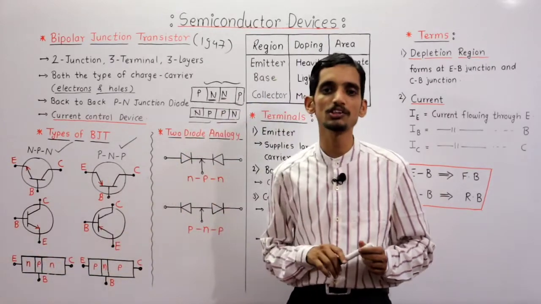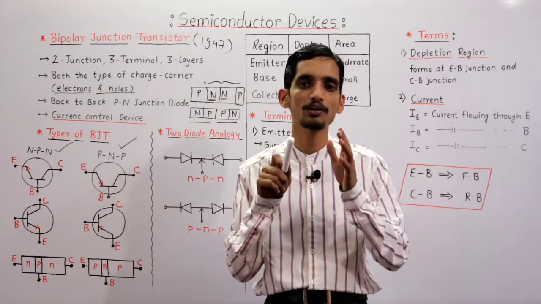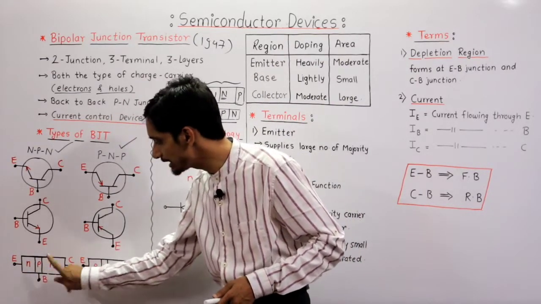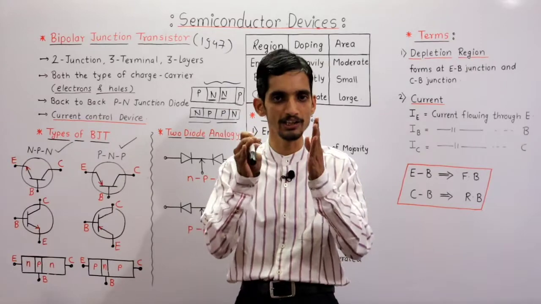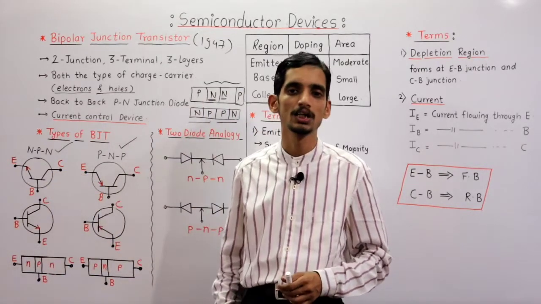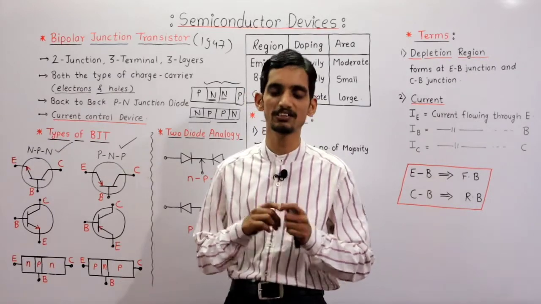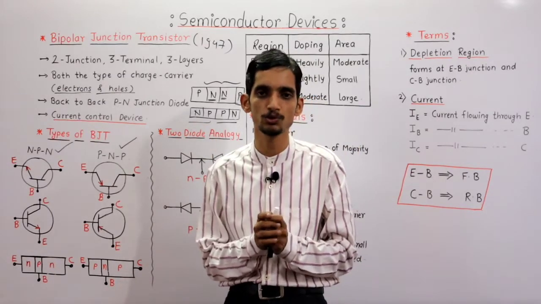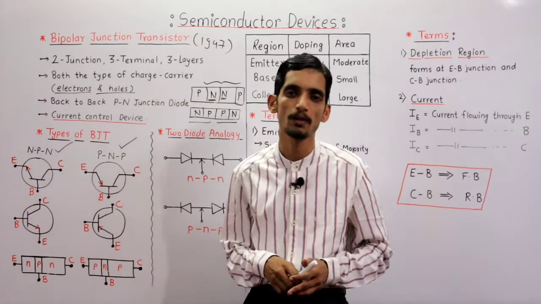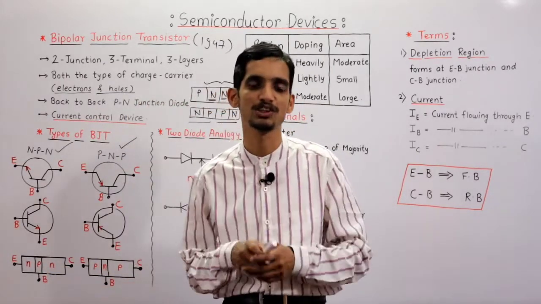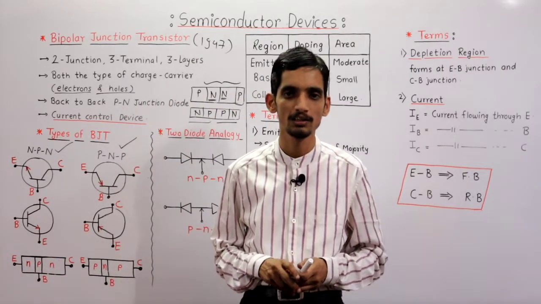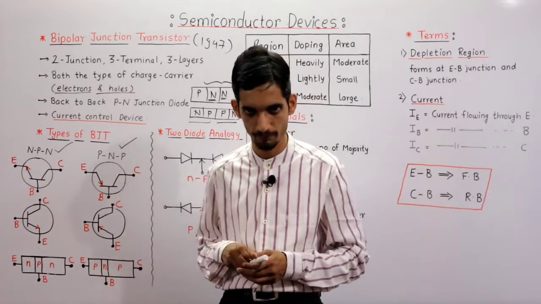Now we are going toward the structure of BJT. Basically what does it consist of? It consists of NPN, which means basically two PN junctions. This is the first PN junction, this is the second PN junction. These two PN junctions are joined together to form a BJT. It means whenever a P-type semiconductor is sandwiched between two N-type semiconductors, it forms an NPN transistor.